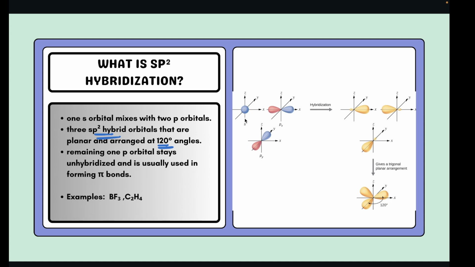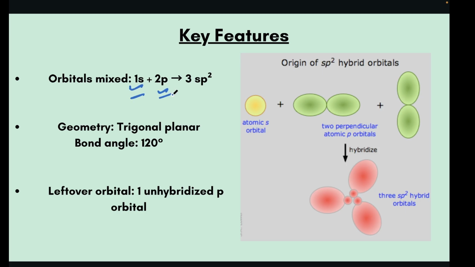Like here in this picture, we can see one s orbital and two p orbitals, px and py, hybridized to form 3 sp2 hybrid orbitals. So 1s and 2p orbitals combine to form 3 sp2 hybrid orbitals. They arrange themselves in space at 120 degrees, and the shape will be trigonal planar. Each sp2 hybrid orbital forms a sigma bond.